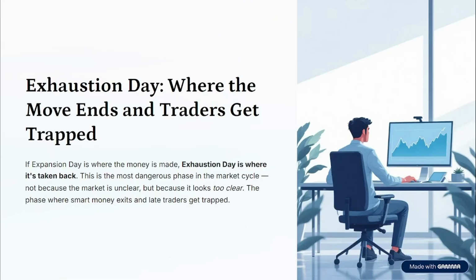Good afternoon. Today's video is a review of the exhaustion day, where the move ends and traders get trapped. If expansion day is where the money is made, then exhaustion day is where it's taken back. It's the most dangerous phase of the three market cycles. Not necessarily because the market is unclear, it's because it's too clear.